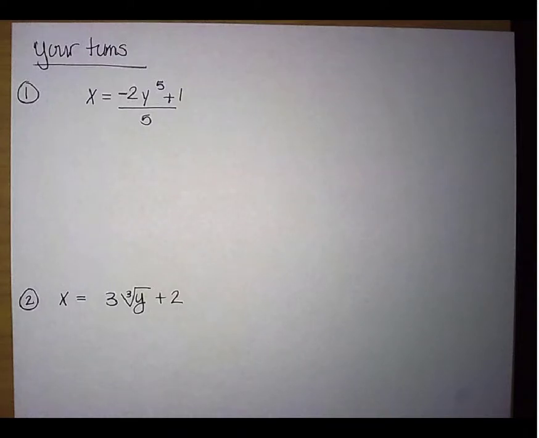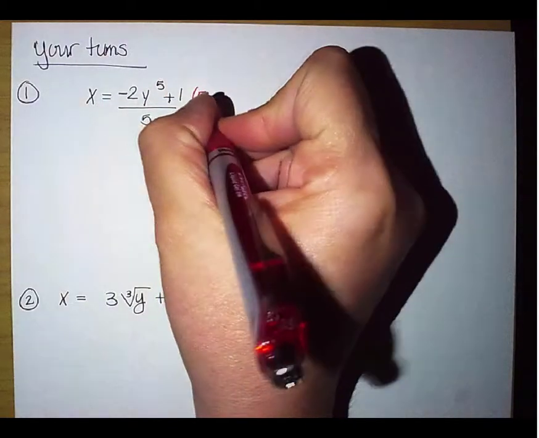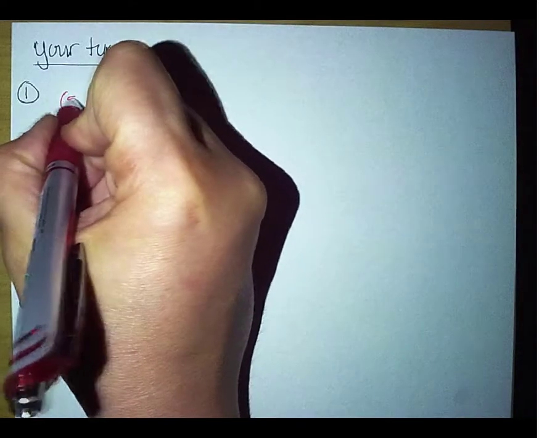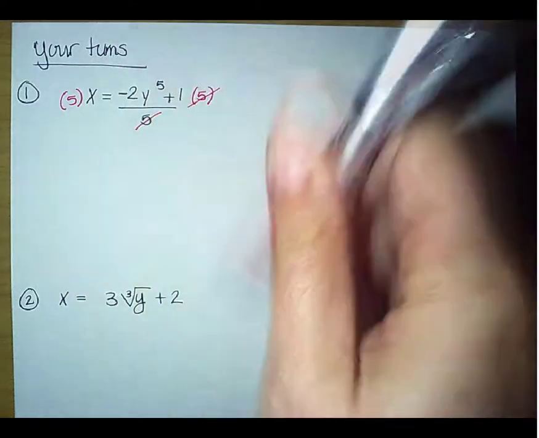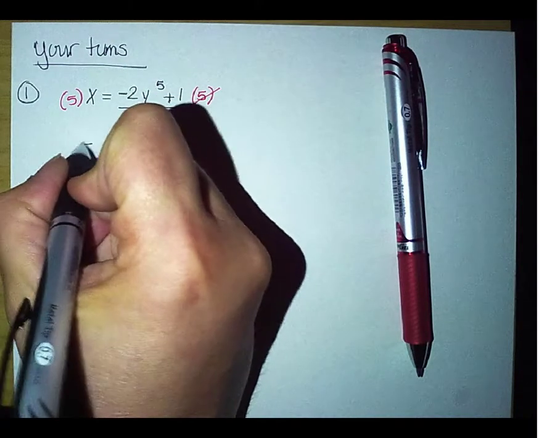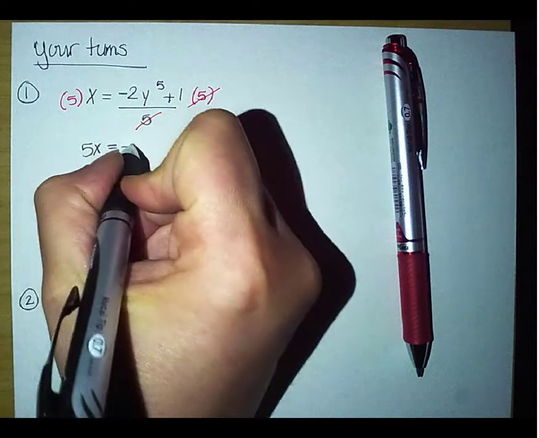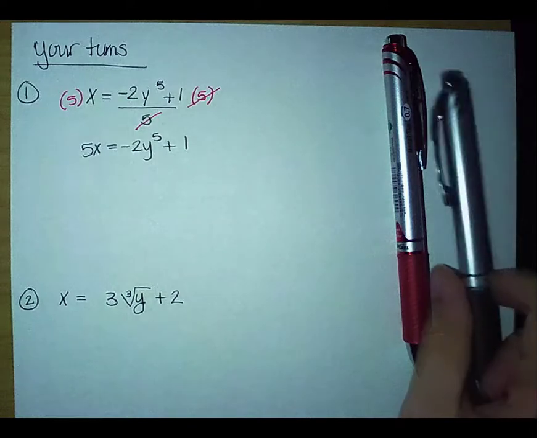So we've got 3 problems from the year turns. Hopefully, again, you've already finished these and you're just checking your work. So we're going to start off by multiplying by 5 on both sides of the equation to get rid of that denominator. Again, remember, it doesn't matter how the problem looks. If we have a fraction like that, we want to get rid of that 5 so we can multiply by it. So we're going to get 5x equals negative 2y to the 5th power plus 1.